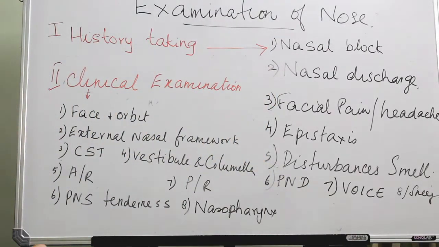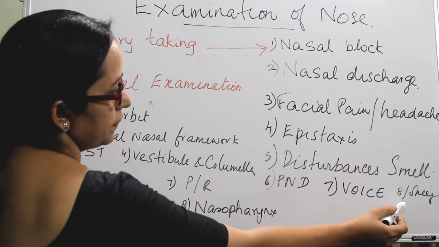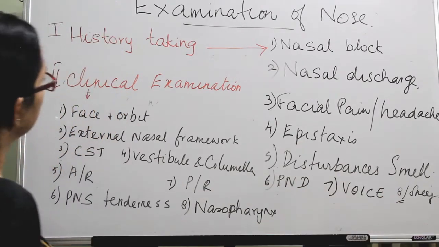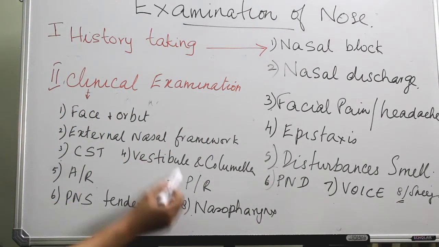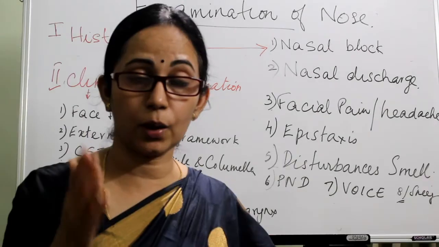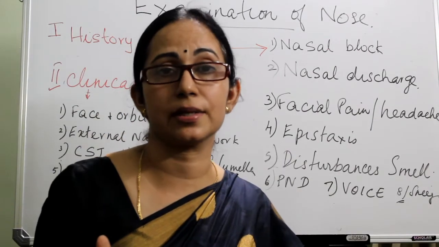So in history taking, there are 8 common complaints, and also for clinical examination there are 8 things you have to examine. And now you see the method of examination of nose. Examination of the nose starts with the examination of face and orbit. Look for facial asymmetry, telecanthus, facial swellings, epiphora, proptosis, etc.